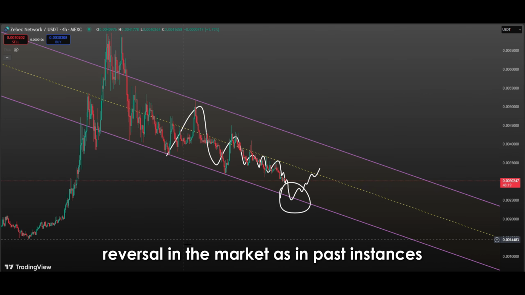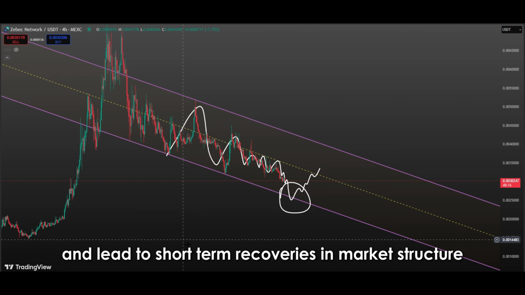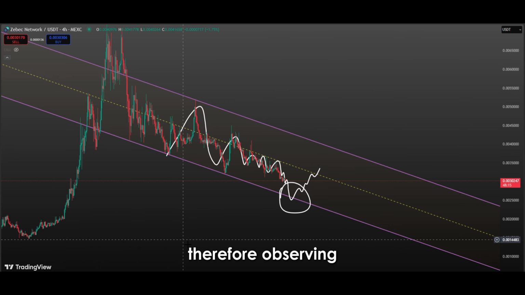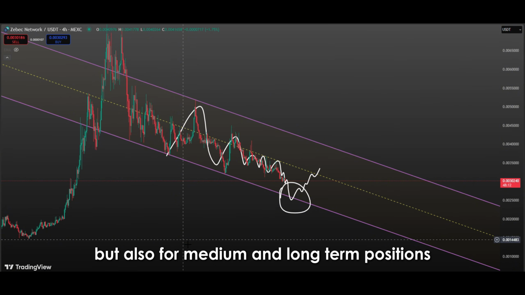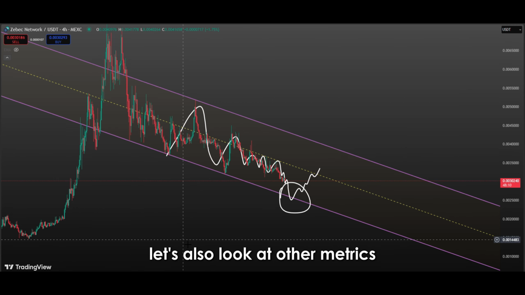As in past instances, this region could once again attract buyers, trigger upward reactions in price, and lead to short-term recoveries in market structure. Therefore, observing how this critical level behaves in the upcoming sessions will be crucial not only for short-term trades but also for medium and long-term positions. But we cannot base our analysis solely on the channel. Let's also look at other metrics.